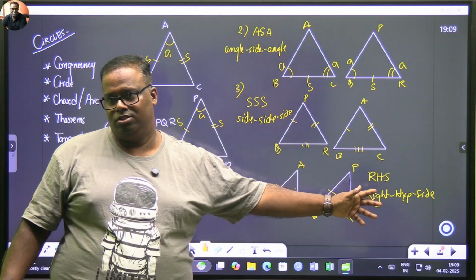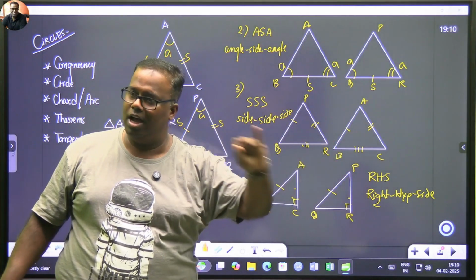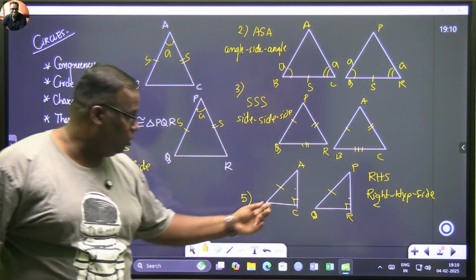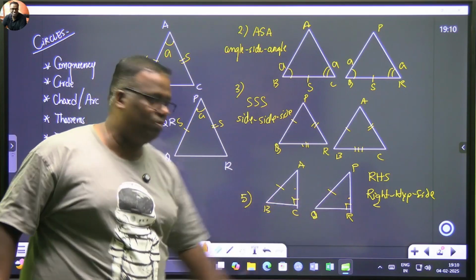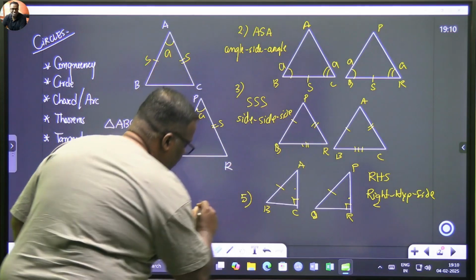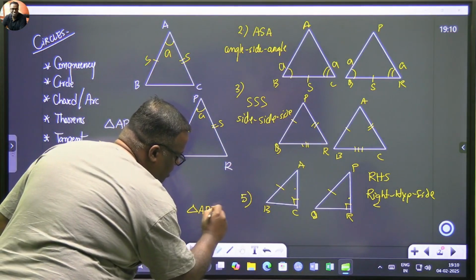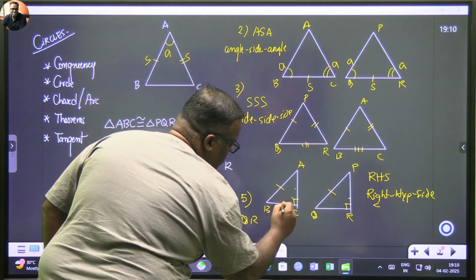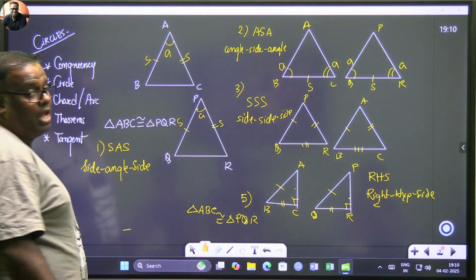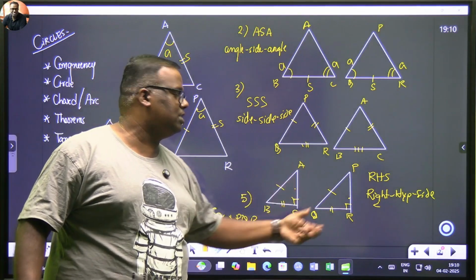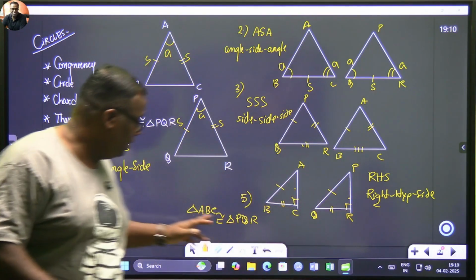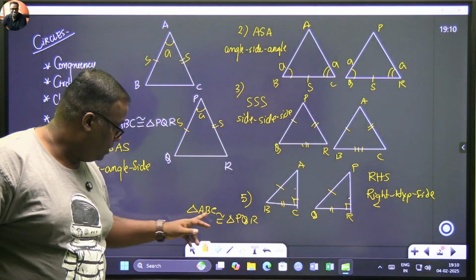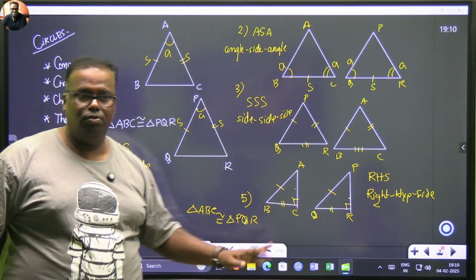RHS. So what all you have to satisfy? Right angle, hypotenuse. Then you're left with two sides. Don't say that this is equal to this, no. Then the nomenclature will be different. So what nomenclature are we following? I am saying triangle ABC is congruent to triangle PQR. Then in that case, BC must be equal to QR. And obviously, if they are congruent, then AC will also be equal to this. But in this nomenclature, if you write BC, you can't write BC equal to PQ. BC, QR. Follow the nomenclature.